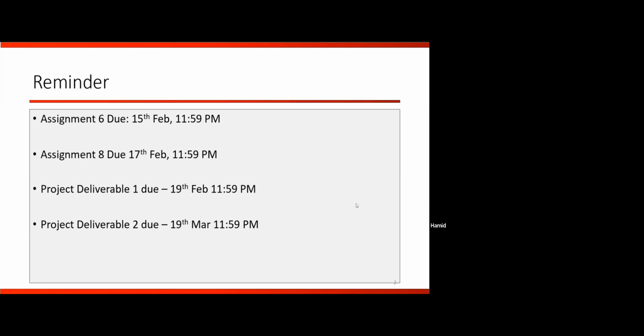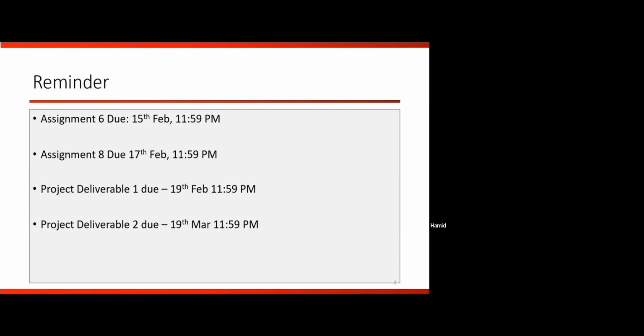Okay, just keep in mind, these are the coming dues. So assignment 6, which is a significant assignment, assignment 8, and so there's just 1 minute difference as well. Is 12 today? Okay, I changed it.